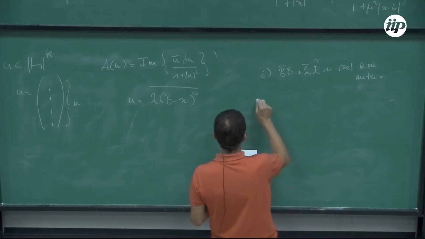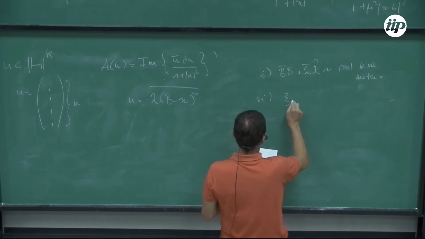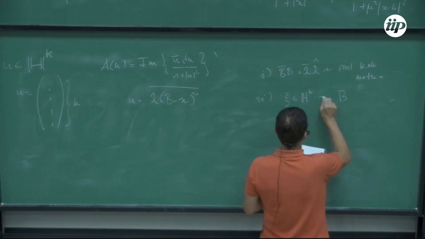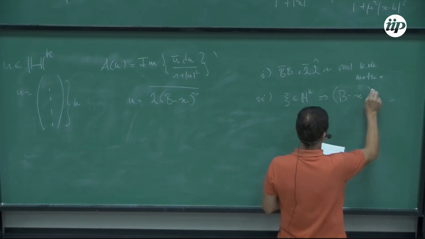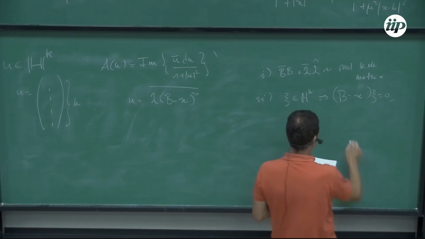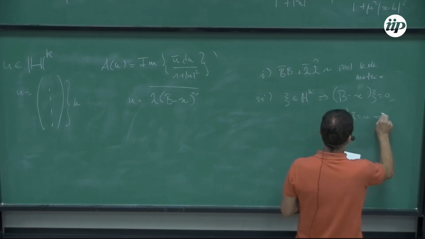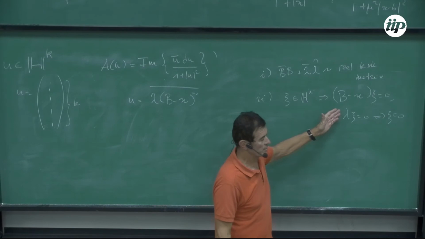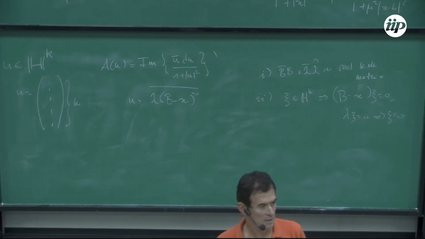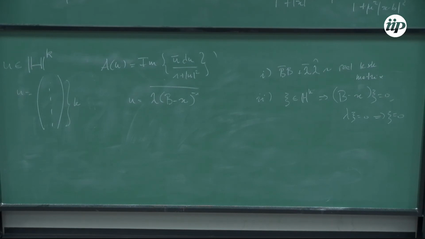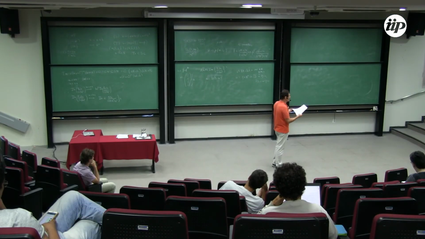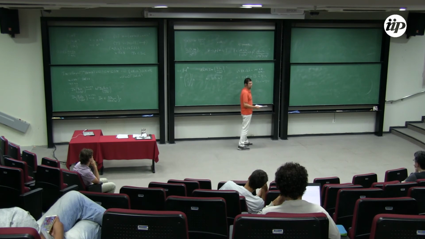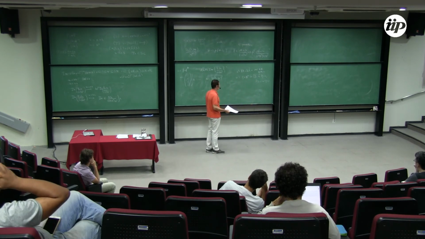The second condition is that given a certain vector psi which belongs to H to the k, then (b minus x) psi equal to 0 and lambda psi equal to 0 means psi equal to 0. This condition is just telling you that this matrix B cannot be reduced. That is, you cannot out of a k by k matrix take, let's say, a piece which is k minus n. So it has maximal rank. This k by k matrix cannot be reduced.